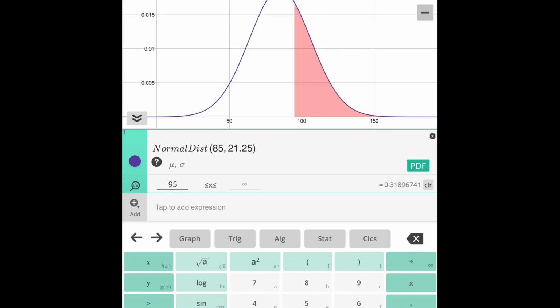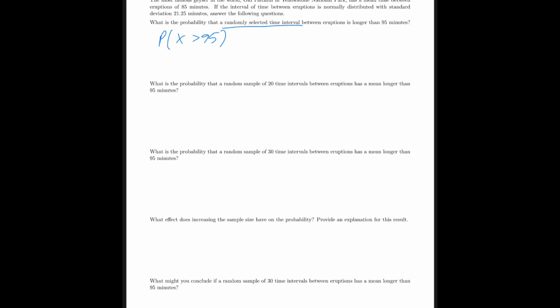And so we can do this calculation just like in chapter 7. So we want it to be longer. So the probability that x is greater than 95. The probability that it's longer than 95. So 95 is less than x, and we get 0.3190 when we round to 4 decimal places.